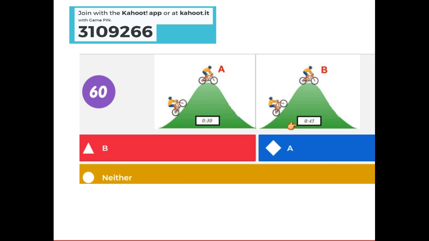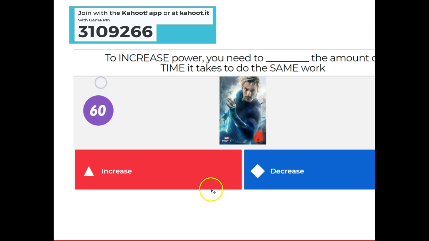No worries. Yeah, so in this case, letter A, the blue one actually has more power because that person does it in less time. So that being said, if we want to increase power, what do we actually need to do to the time? Your options are red, increase the time, or blue, decrease the time. If we want to make it more powerful, do we need to increase or decrease time?